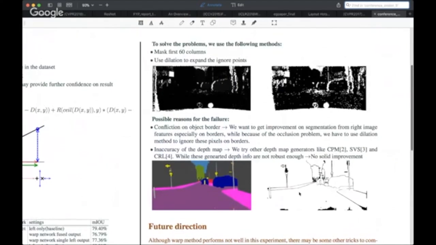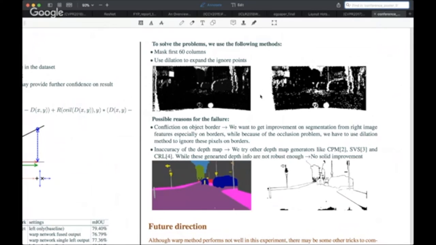So in order to solve these 2 problems, we first mask the first 6 columns of the right output, which are mainly noise. And second, we use dilation to expand the ignore points. And here is a simple illustration. The left image is the original mask for the ignore points on the depth map, and the right image is the mask with our solution.